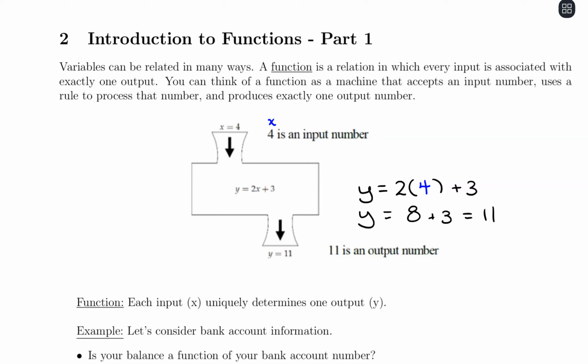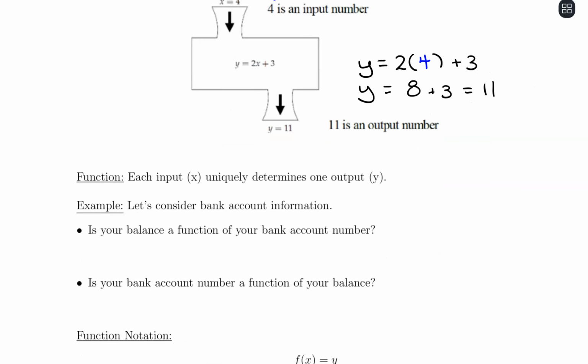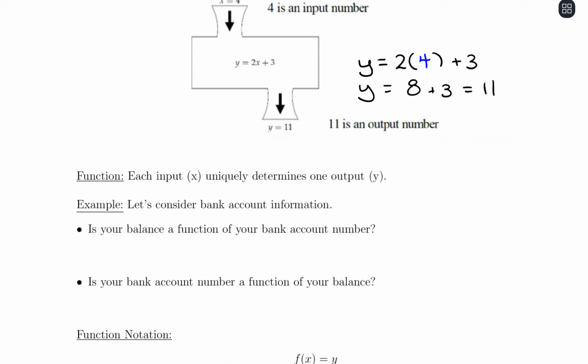So the property of a function is we input that 4 for x, and because of how our function's defined, we get an output of 11, which is defining our value for y. So the definition of a function: each input x uniquely determines one output y.